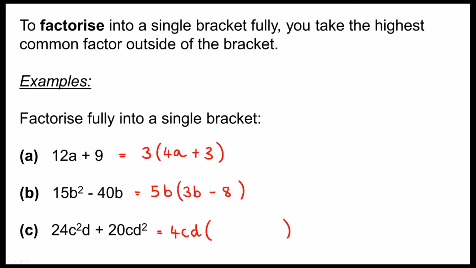Dividing each part of my expression by 4cd, that's the amount that I've taken out the front, I can say that 24 divided by 4 gives me 6, c squared divided by c gives me a c, and the d divided by d cancels out, and that gives me 6c at the front. Doing the same thing for the second part, I get positive 20 divided by 4, which is positive 5, c divided by c, which would cancel out, and d squared divided by d, which leaves me with 1d left over. Therefore you've got 4cd on the outside of your bracket and 6c plus 5d on the inside, and that would be my final answer.